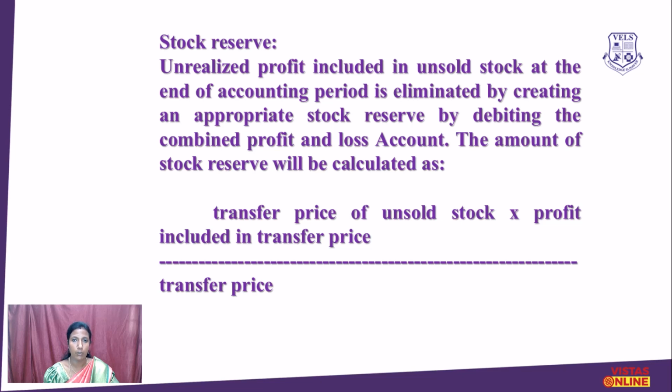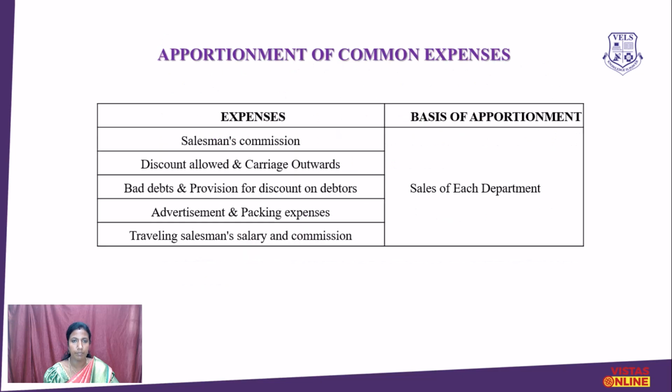Stock reserve, that is the formula and explanation. Unrealized profit included in unsold stock at the end of the accounting period is eliminated by creating an appropriate stock reserve by debiting the combined profit and loss account. The amount of stock reserve will be calculated using this formula: transfer price of unsold stock and profit included in transfer price divided by transfer price. That is the apportionment of common expenses.